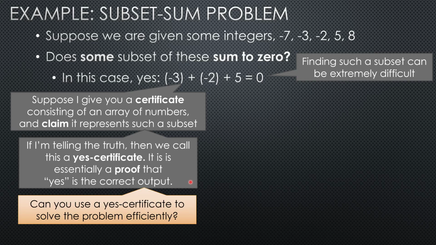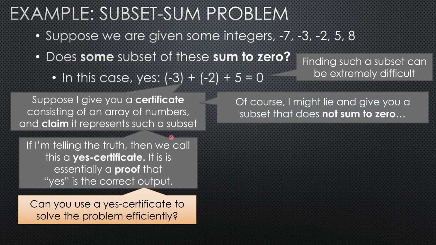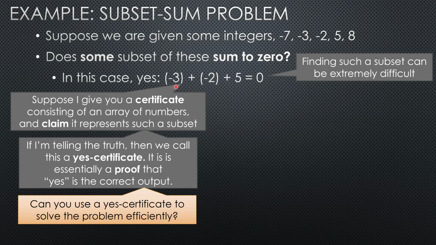How would I check this proof? Can I use a yes certificate to solve this problem efficiently? Suppose you gave me a yes certificate. Could I use it to solve the problem efficiently by checking that proof? Well, I could test if -3, -2, 5 is indeed a subset of the input.